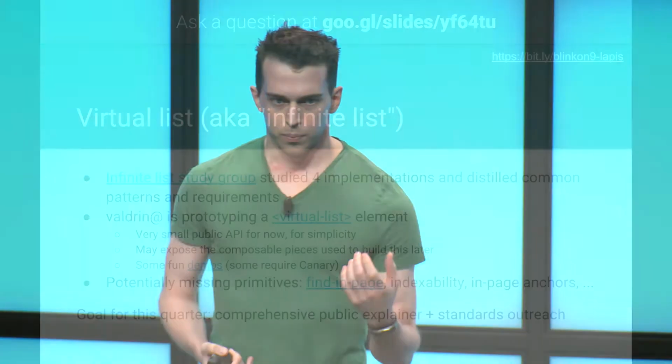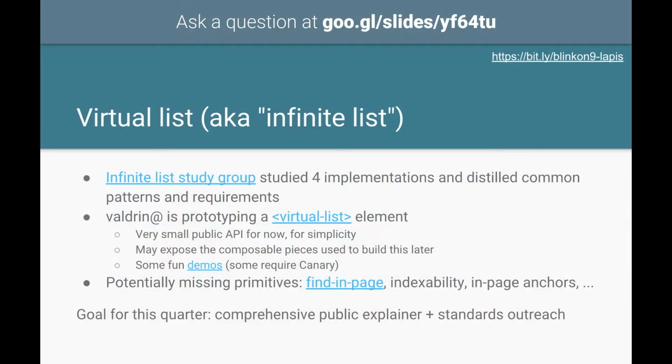So Valdrin is prototyping the infinite list element. It's under very rapid development. I still have some pull requests out to review on some changes to the public API. Another cool thing about it is that he's built it out of several interesting smaller pieces, like a virtual repeater and several other mid-level pieces that compose together to give this high-level virtual list element. And we may expose those later. For now, for V1, we're just going to expose the public virtual list element.